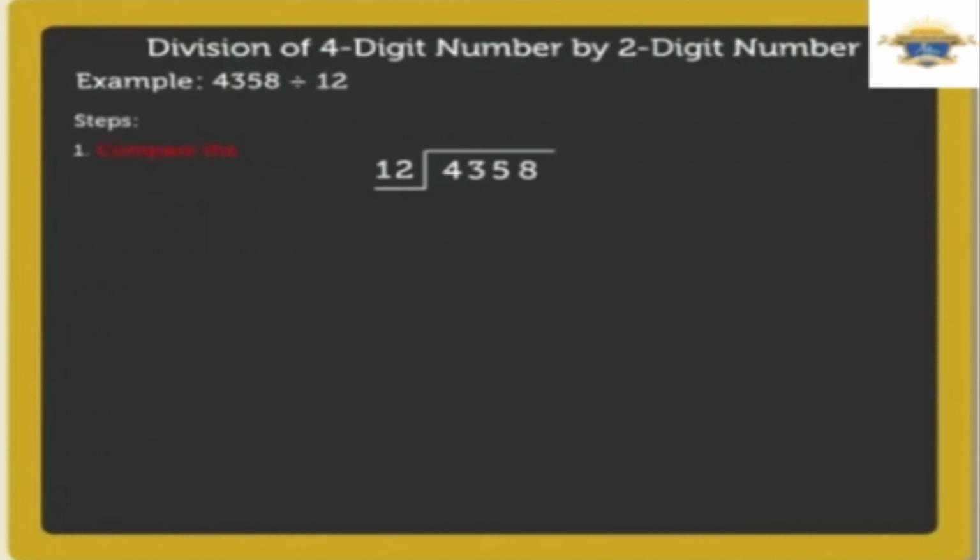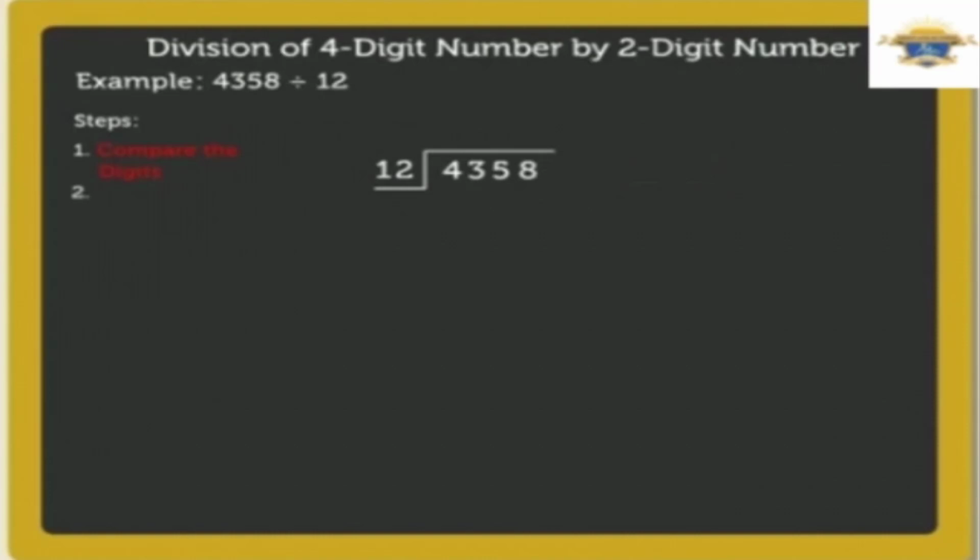Step number 1 is to compare the digits. We compare the leftmost digit. We compare the thousand, which is 4, with the divisor 12. As 4 is smaller than 12, we compare the hundreds in the dividend with the divisor. Here 43 is greater than 12. Now we can divide 43 by 12.